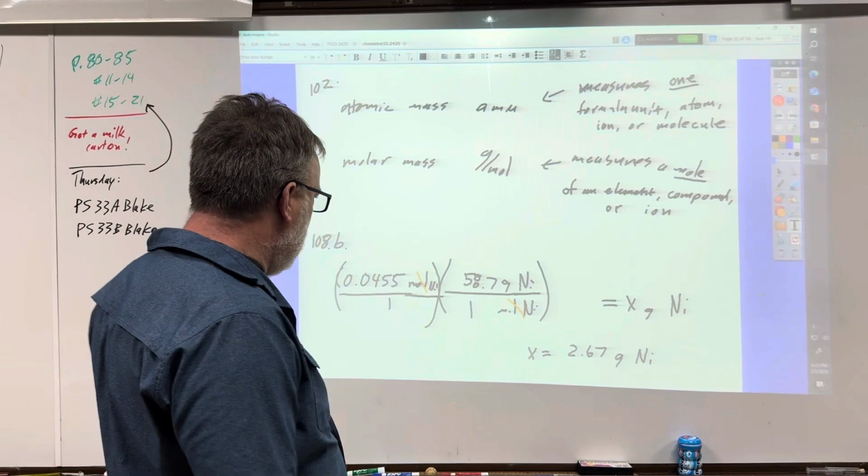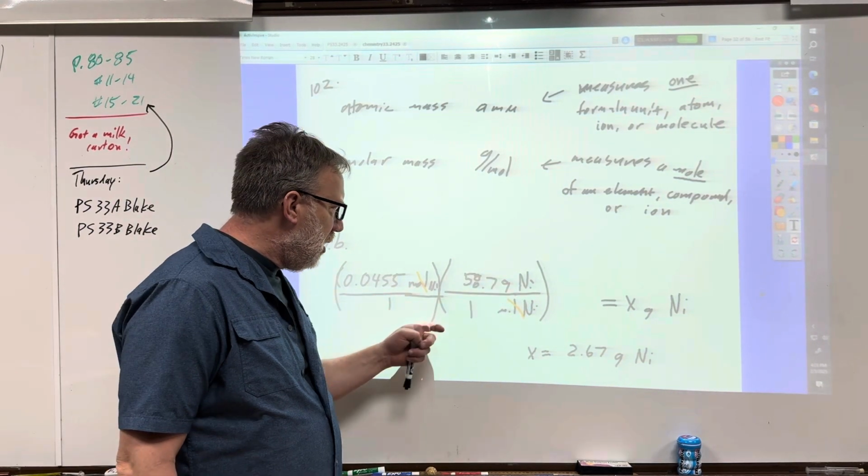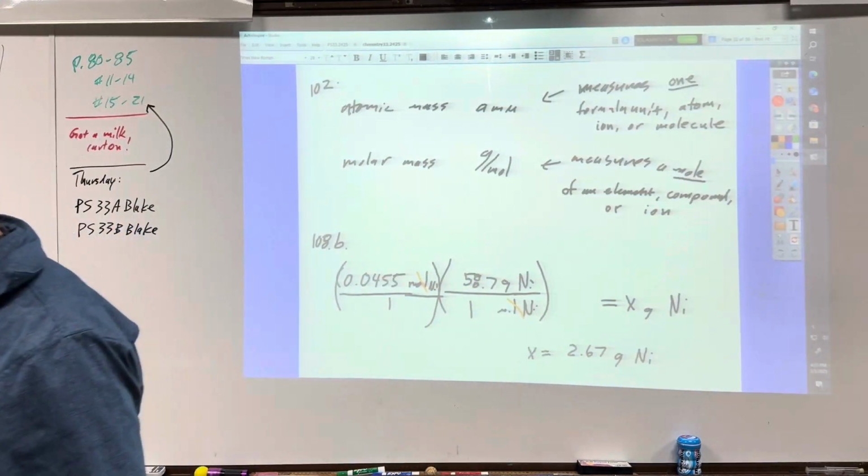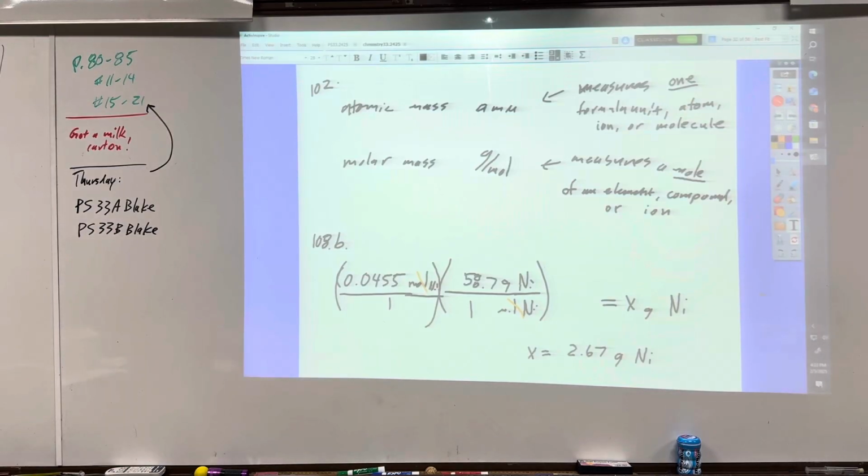2.67 grams of nickel. And there's 3 digits here, you got 4 there. No, the 3 there, I guess. You're going to have to go with 3 because it's your worst, so 2.67. Don't worry about significant figures though.